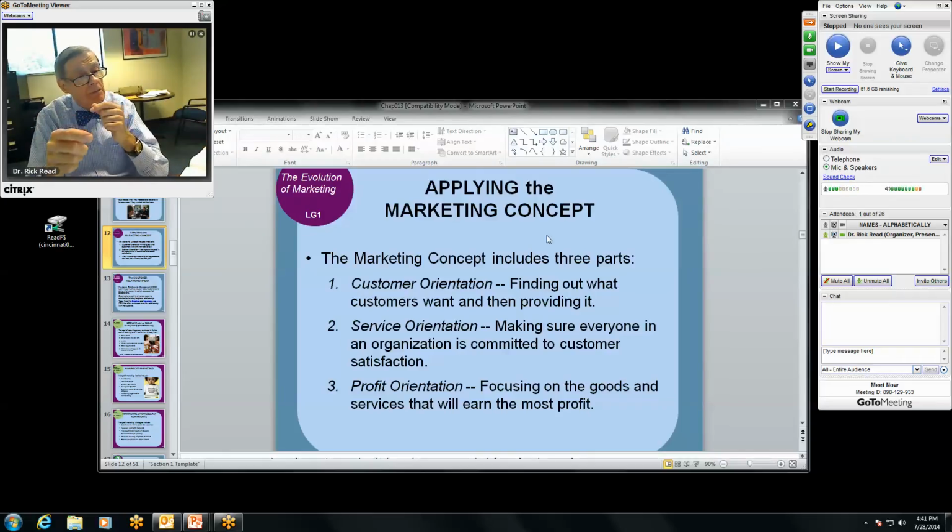Then the next thing we come down to, notice there's 3 prongs here. The next one is a service orientation. That means that they're committed to customer satisfaction. And in fact, many places will go beyond that, will use the term exceeding customer expectations. That means we're not only producing the quality that they want, but we're doing something extra to provide more value for that quality. And then finally, profit orientation. Obviously, you have to make money to be able to stay in business, to produce more goods and services, to do more market research, to find out what your customers want.